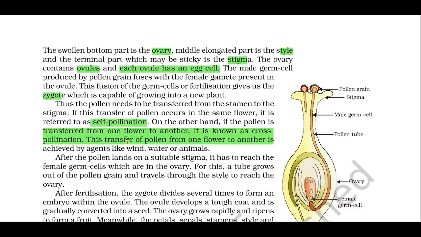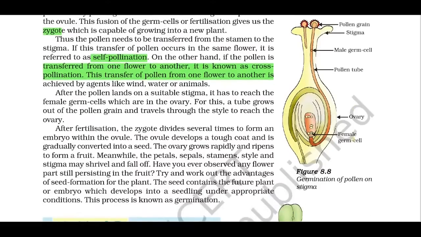The transfer of pollen grains from one flower to another flower is achieved by agents such as wind, water or animals. An example for animals is the honeybee. Again, important 2 marks diagram: germination of pollen on stigma. After the pollen falls on the stigma, it has to reach the female germ cell which is in the ovary, right? For this, a tube grows longer out of the pollen grain, to come in contact with the female germ cell.